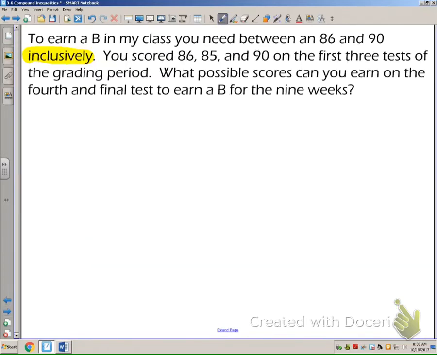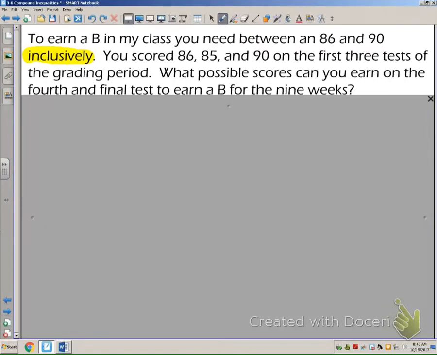Okay, go ahead and pause the video and try this problem. I'll read it to you real quick. To earn a B in my class, you need between an 86 and a 90 inclusively. So you can have an 86 and it be a B, or you can have a 90 and it be a B. You scored an 86, an 85, and a 90 on the first 3 tests of the grading period. What possible scores can you earn on the 4th and final test and earn a B for the 9 weeks? So go ahead and pause it and see what you can come up with.